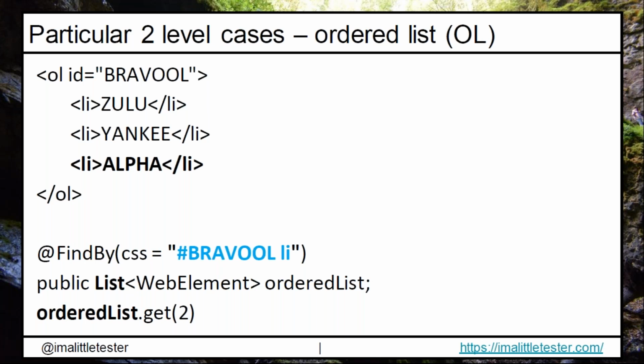In order to identify these elements which pertain to an ordered list, we can just create a selector which specifies the ID, which is Bravo OL, and then the li. So in our case, again, we will store the result of this selector into a list of web elements, which will make the list have 3 elements. The size of the list will be 3. In order to work with alpha, we will just have to say ordered list dot get 2, because in Java the indexes start at 0. So having created this list, we can then maybe check the second element if we're interested in that one at one point. We will just call the list dot get 1.